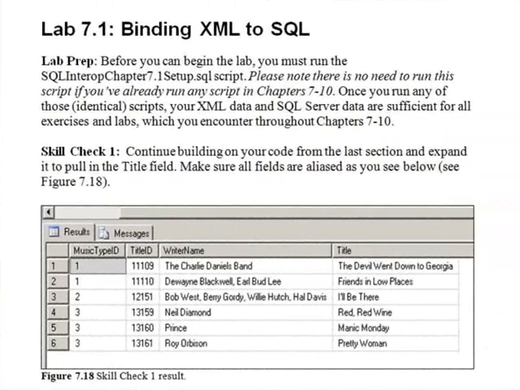Time for Lab 7.1, Skill Check 1. Continue building on your code from the last section and expand it to pull in the title field. Make sure all fields are aliased as you see below.